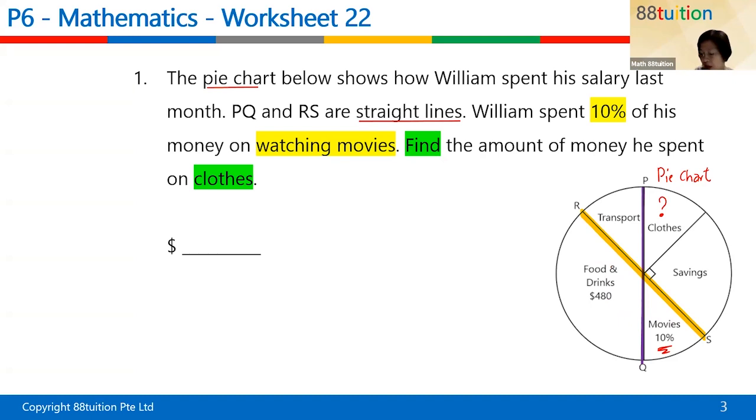Now, do you notice something? If you talk about angles, these 2 angles are vertically opposite angles. Am I right or not? So meaning to say they are of the same value. So can I say transport is also 10% because they are vertically opposite angles? Okay. How about the other one? There is a clue given to you there. What is the clue there? Do you see something like a right angle here? Do you? Yes. Some of them say yes.